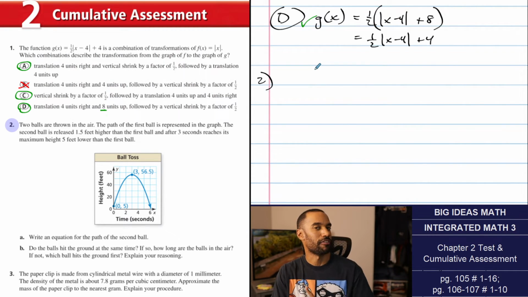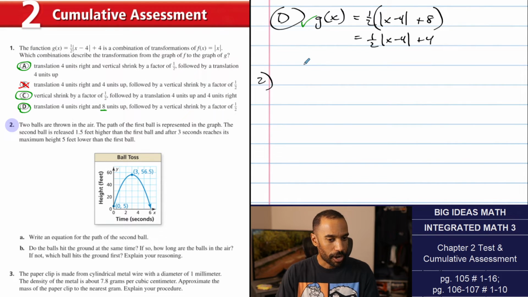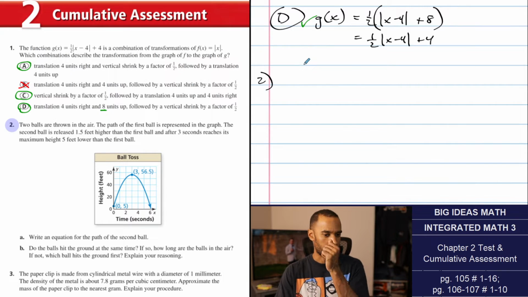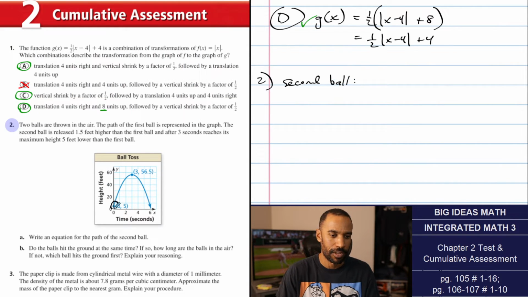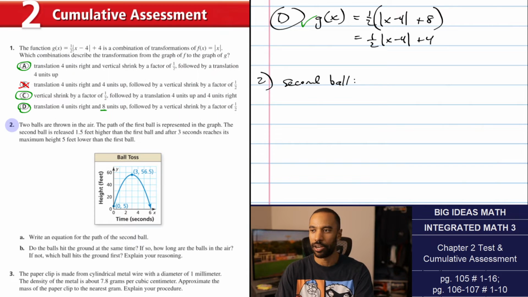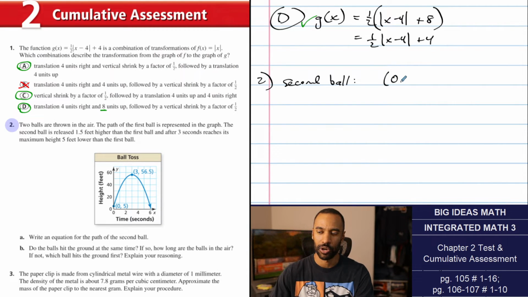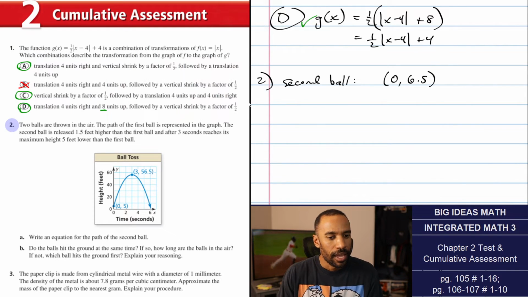They said second ball, not first ball. So, for the second ball, the second ball is released 1.5 feet higher. Okay, so we're just comparing releases. So, second ball will have a point on the graph. See how this one has a point of 0,5? The other one's 1.5 feet higher, so this has a point that's 0,6.5. That's 1.5 feet higher.